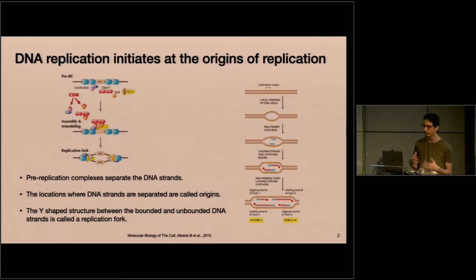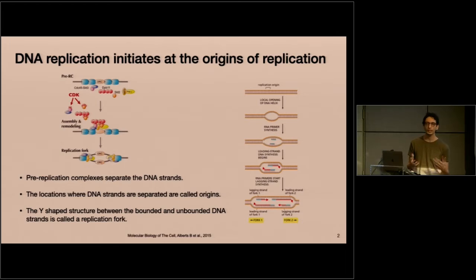The location where the DNA strands are separated is called the replication origin. And the separated area between the two DNA strands is called a replication bubble. And the Y-shaped structure between the bound and unbound DNA is called the replication fork.